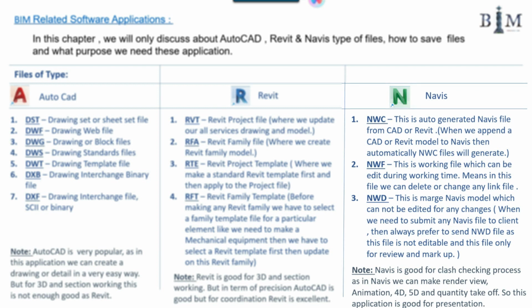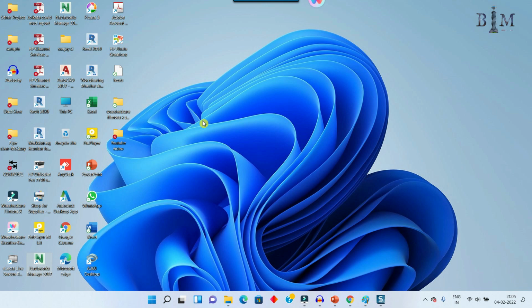When we need to submit any Navis file to the client, then always prefer to send the NWD file, as this file is not editable and this file is only for review and markup. Note: Navis is good for clash checking process, as in Navis we can make render view, animation, 4D, 5D and quantity takeoff. So this application is good for presentation. I hope you already installed Navisworks Manage on your computer. In my PC, Navisworks Manage 2017 is there. So let me open.